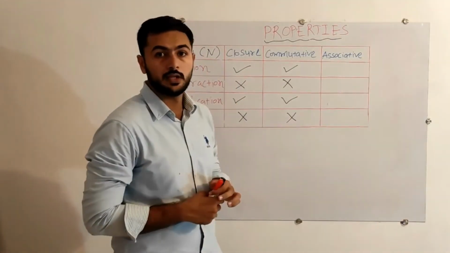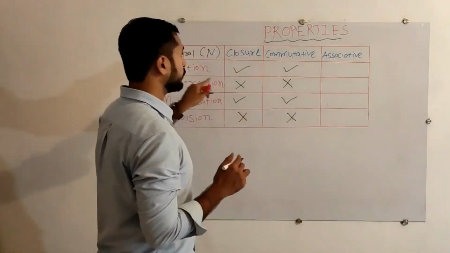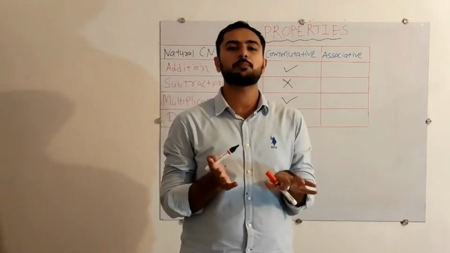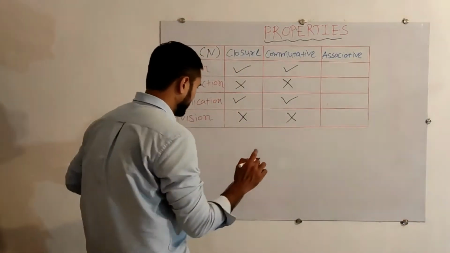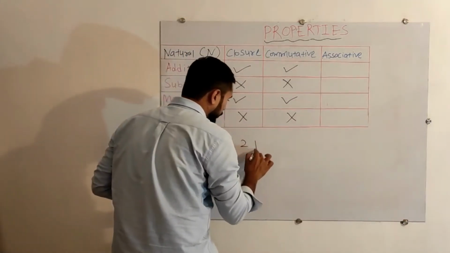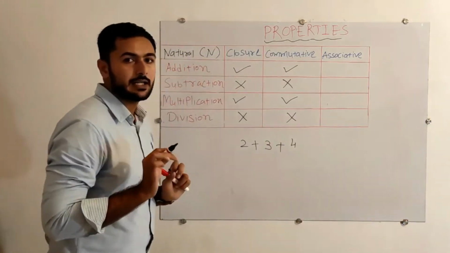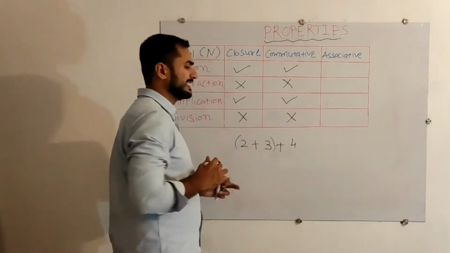Now for the associative. Let's understand what the associative property is. First I am doing it for addition. In the associative property, I have to select any three numbers from the same type of numbers. Here we are doing it for the natural numbers. So we select three natural numbers like 2 plus 3 plus 4. Here I have to make a group of any two numbers. I am making the group of the first two.